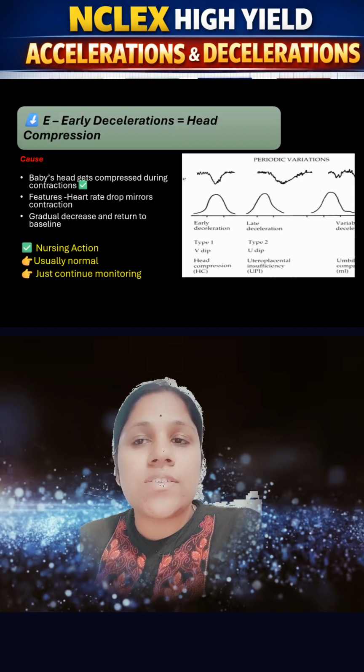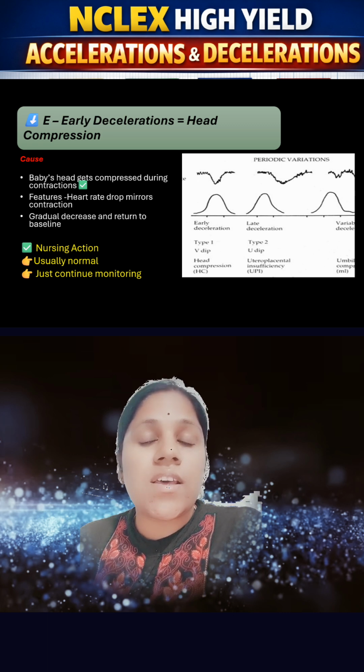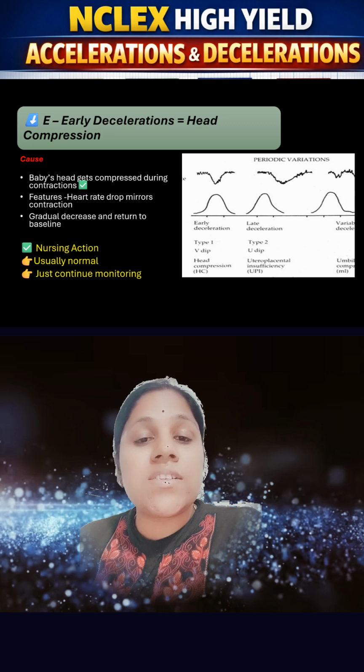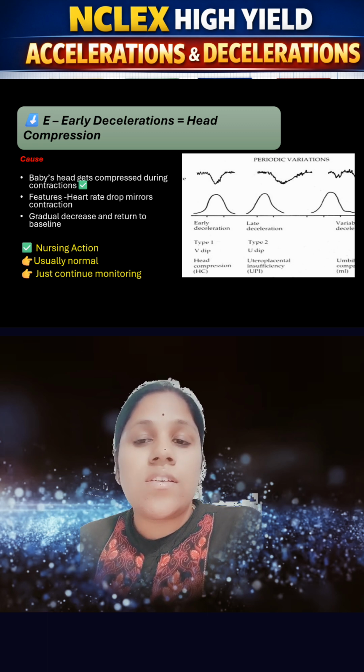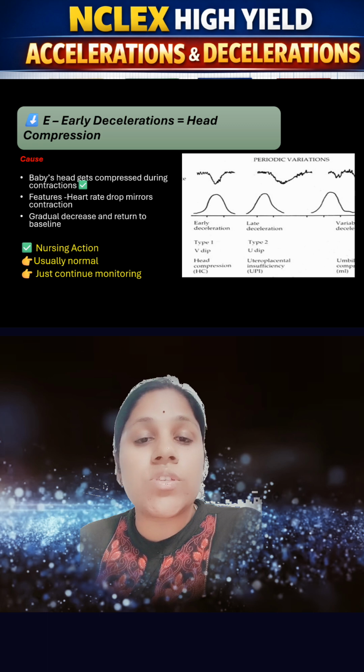Next one is the early deceleration, which is associated with head compression. The main cause is that the baby's head is getting compressed during the contractions. The feature is that the heart rate drops and mirrors the contraction. You can see in the picture, every time there is a contraction of the uterus, the heart rate has a dip. So there is a gradual decrease and a return to the baseline again. The nursing action is usually that it is normal, but we just have to continue the monitoring. It is not much of an emergency, but one thing we can do is change the position of the mother.